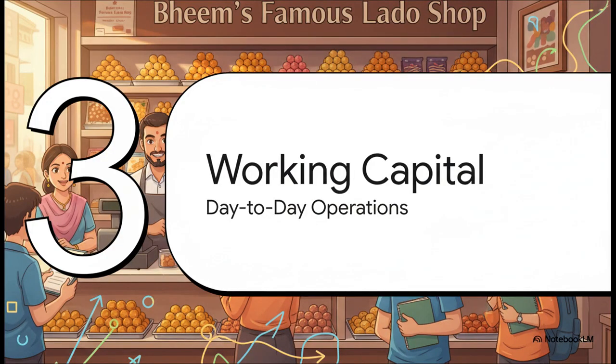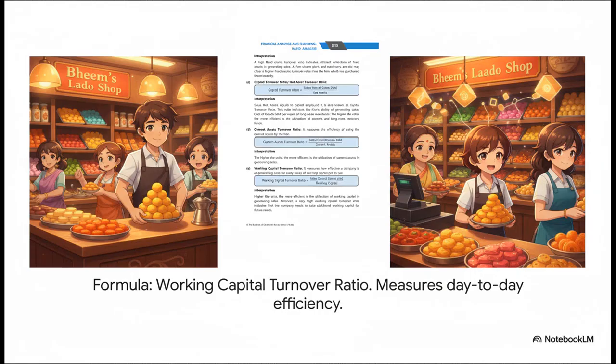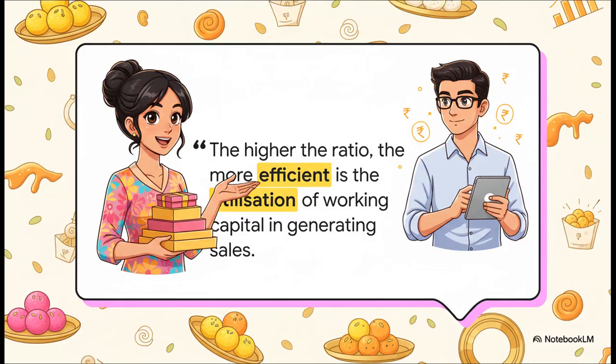All right, so we've talked about the big fixed stuff. Now let's shift gears and look at the money that's flowing through the business every single day. We're talking about working capital. This is the financial lifeblood that keeps Beam's ladoo shop humming along. The working capital turnover ratio shows us exactly how hard that daily cash is working. It's basically asking, for every rupee of working capital Beam uses to buy fresh ingredients or pay his staff, how many rupees in sales does he get back? For Beam, this is all about how well he's managing his day-to-day cash flow.